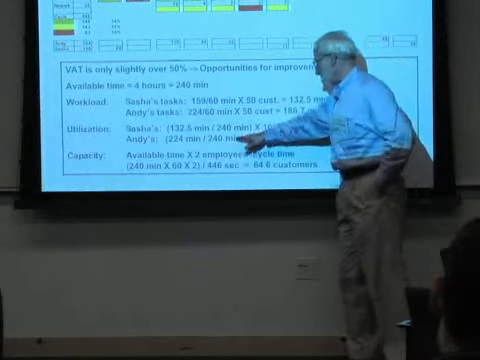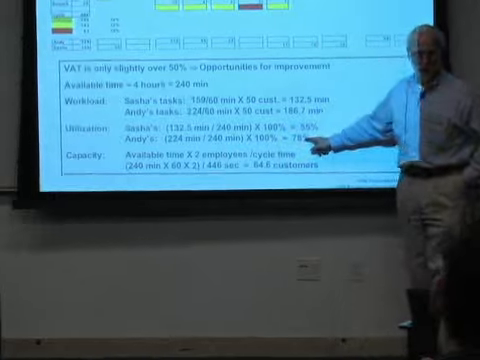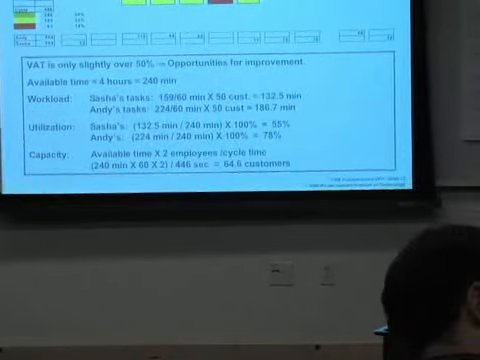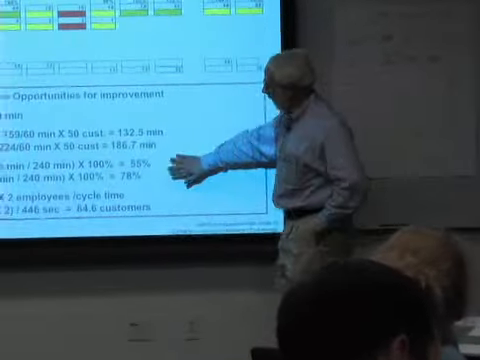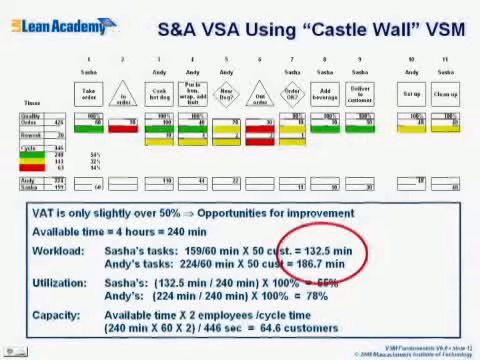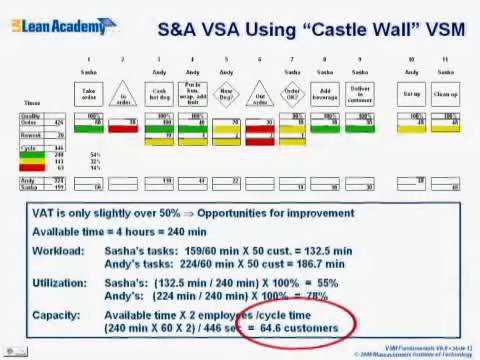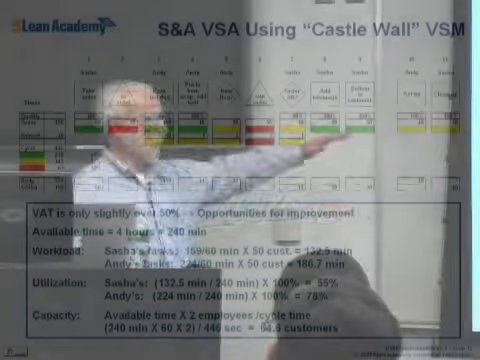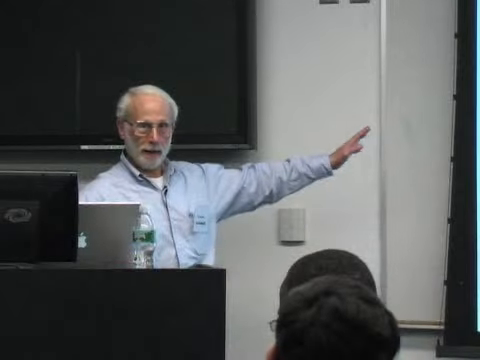Anyway, this should be 186 over 240, which is 78% utilized. So Andy's working harder than Sasha. Now, what do we see here then? We have an imbalance. We don't have balanced work. We don't have them working at the same rate. Remember we talked about balanced work? What's the total capacity they have? Working with this current broken process, they should be able to service on average about 65 customers a day. So that's an example of how you would do a value stream mapping and analysis.